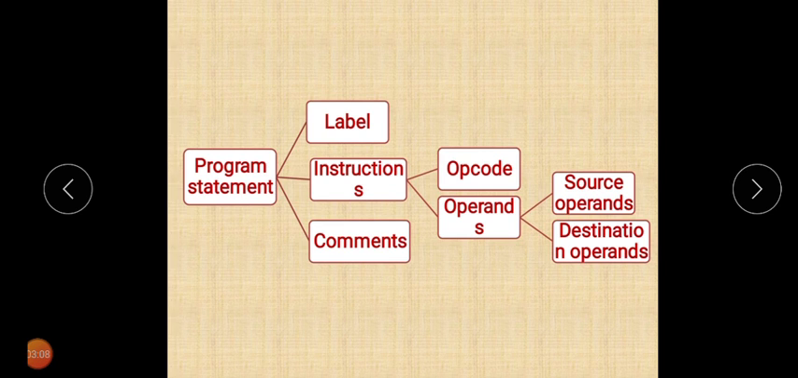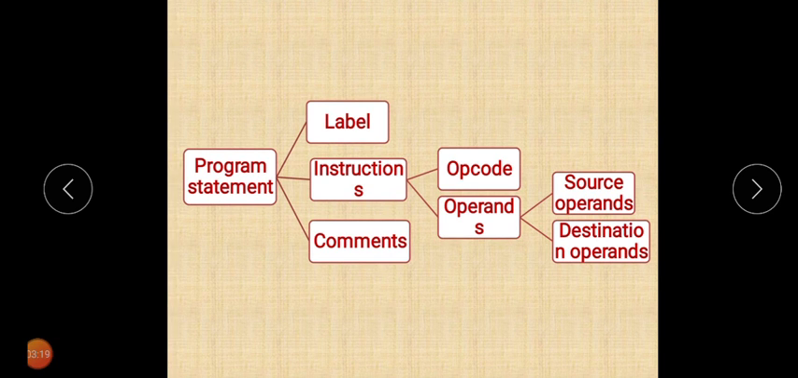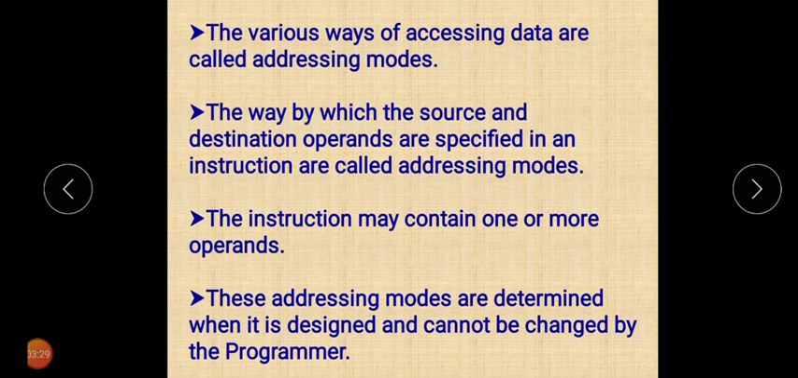This is a summary of what we have seen till now. A program statement consists of three fields: label, instructions, comments. Instructions consist of opcode and operands, and these operands are of two types: source operand and destination operand. Next, let us now go to addressing modes.